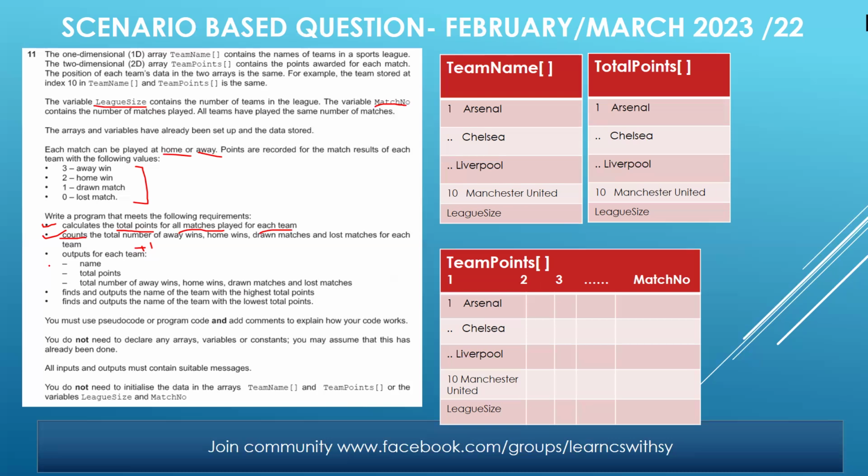And then it will be Arsenal, Liverpool. So one by one, every team's name, its total points, and the total number of away wins or home wins or whatever is going to be there, that will be displayed for each team. Fine.